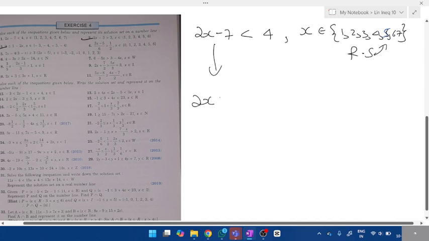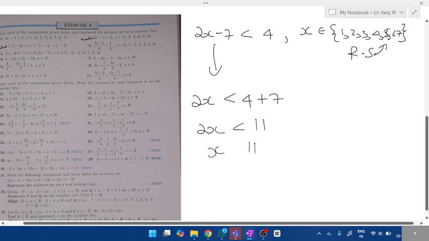Can you explain this? 2x minus 7 will go to the other side and become plus 7. Does the sign change now? No, it is addition and subtraction, so the sign will not change. Then 2x is less than 11.